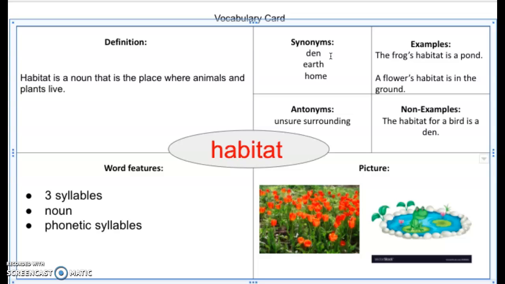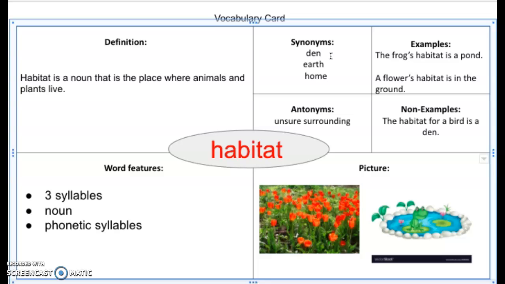However, if you put a frog in a desert, a place that is not their habitat, that's going to be an unfamiliar surrounding. They're not going to know what to do in a desert. Another example that I have is the frog's habitat is a pond, just like our picture down there, and a flower's habitat is in the ground. So that's where they come from, that's where they live, just like where you plant your flowers. And of course, we all know that there are some flowers that live in our area, some flowers that live in like the jungles that we might not see around here. So flowers do have different habitats too.